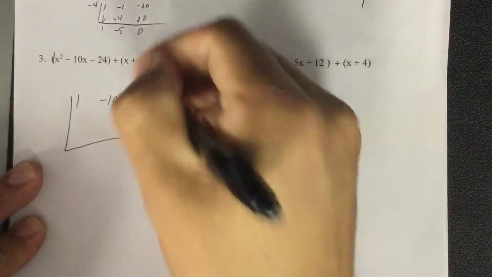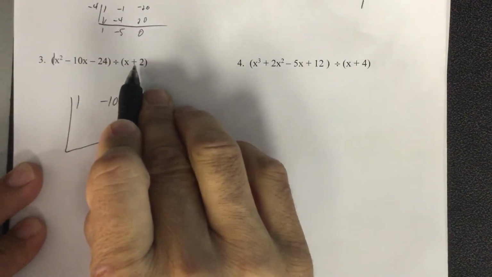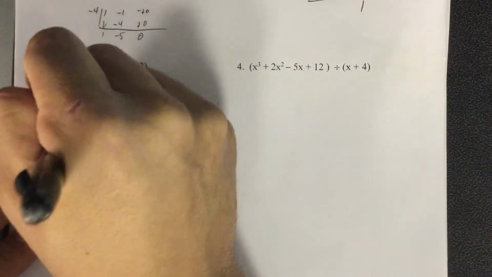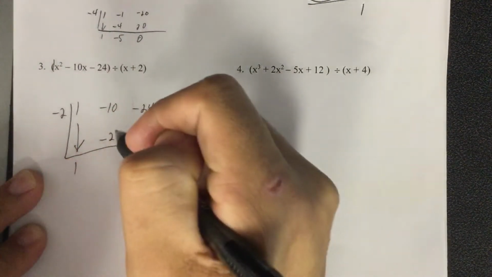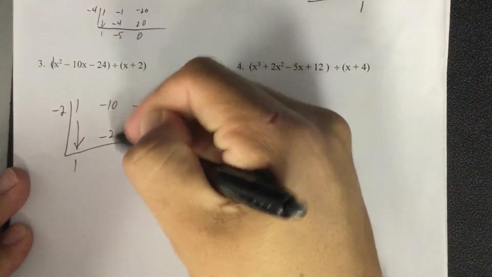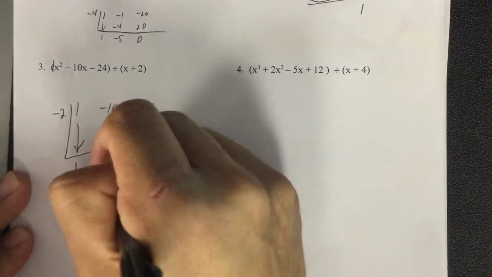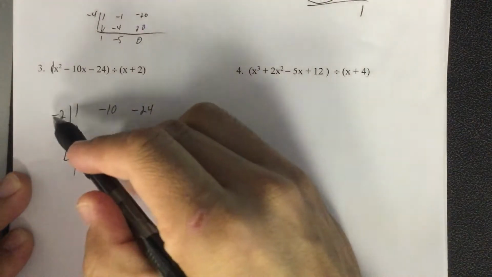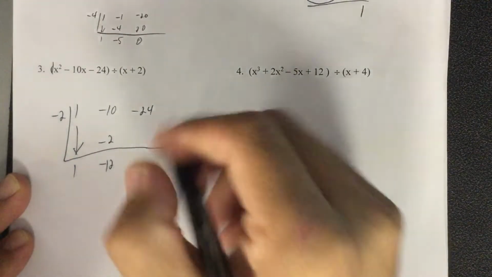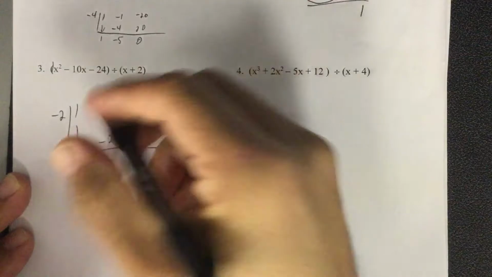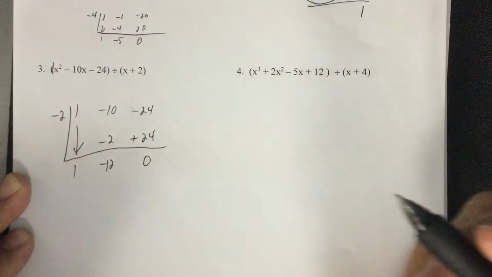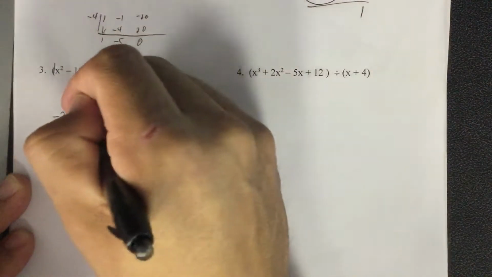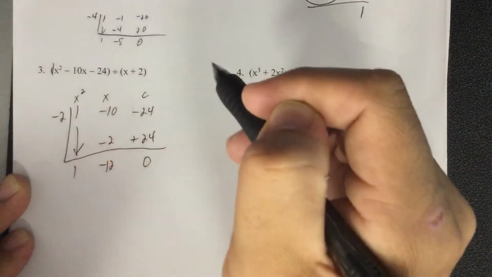Draw my line. This one is plus 2, so I need to change it to negative 2. Bring down the 1. Negative 2 times 1 is negative 2. If I add these together, I get negative 12. Negative 2 times negative 12. Negative times negative is positive. 2 times 12 is 24. So that's 0. Right?